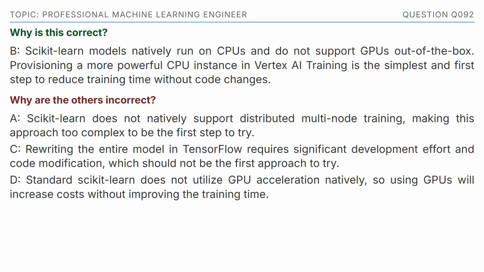Why are the others incorrect? A. Scikit-learn does not natively support distributed multi-node training, making this approach too complex to be the first step to try. C. Rewriting the entire model in TensorFlow requires significant development effort in code modification, which should not be the first approach to try. D. Standard scikit-learn does not utilize GPU acceleration natively, so using GPUs will increase costs without improving the training time.